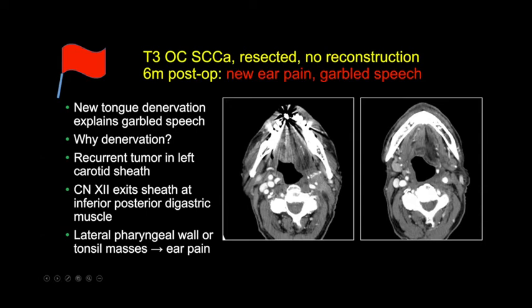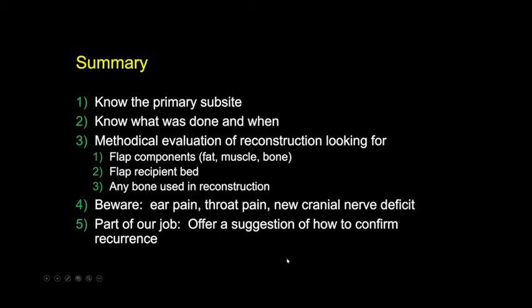So this mass, it hurts, and it is often referred to the ear. And remember, the 12th nerve runs for a while in the carotid sheath. It leaves the sheath around the inferior portion of the posterior digastric muscle, and that is the reason for new difficulty or garbled speech. So pain, especially in the ear or the throat, or neurologic deficit, there is recurrent tumor somewhere.